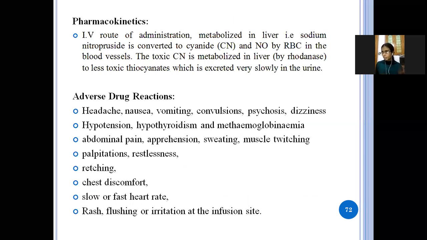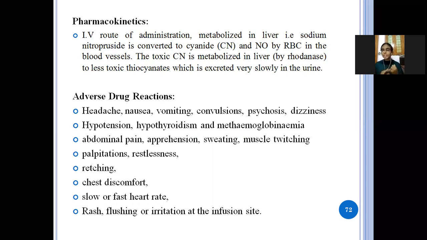So what will happen is that sodium nitroprusside is converted to cyanide and nitric oxide by red blood cells in the blood vessels. Here, the cyanide is very toxic to our body, right? So it will cause harm to the body. So it is metabolized in the liver to reduce its toxic level, and finally it is eliminated through the urine.